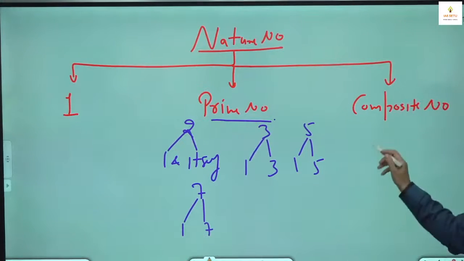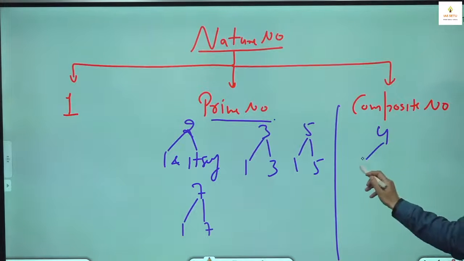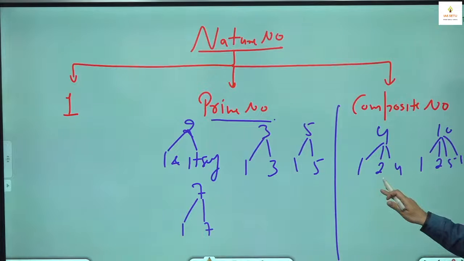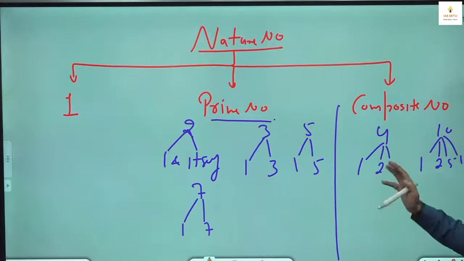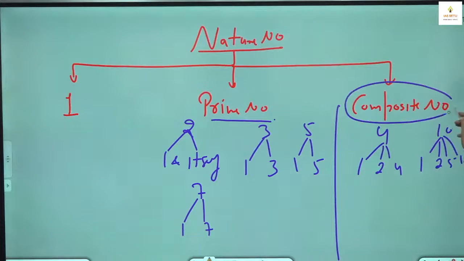Whereas we have some numbers like 4, where the factors of 4 are 1, 2, 4. The factors of 10 are 1, 2, 5, 10. So here we have 3 or more than 3 factors. There is no restriction; there can be 100 factors. But it will be 3 or more than 3 factors. Then that person started calling these numbers composite numbers, because their factors were 3 or more than 3.